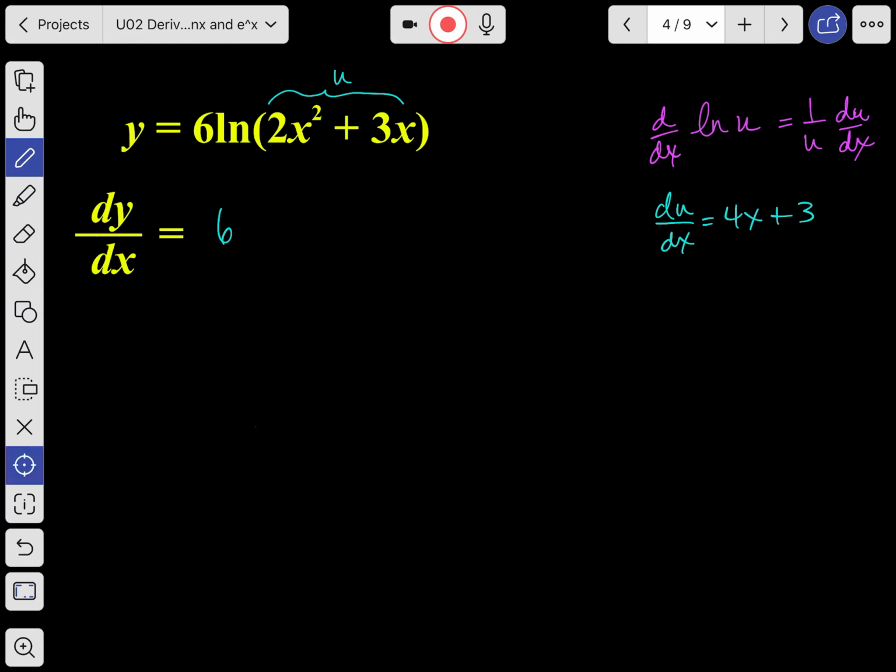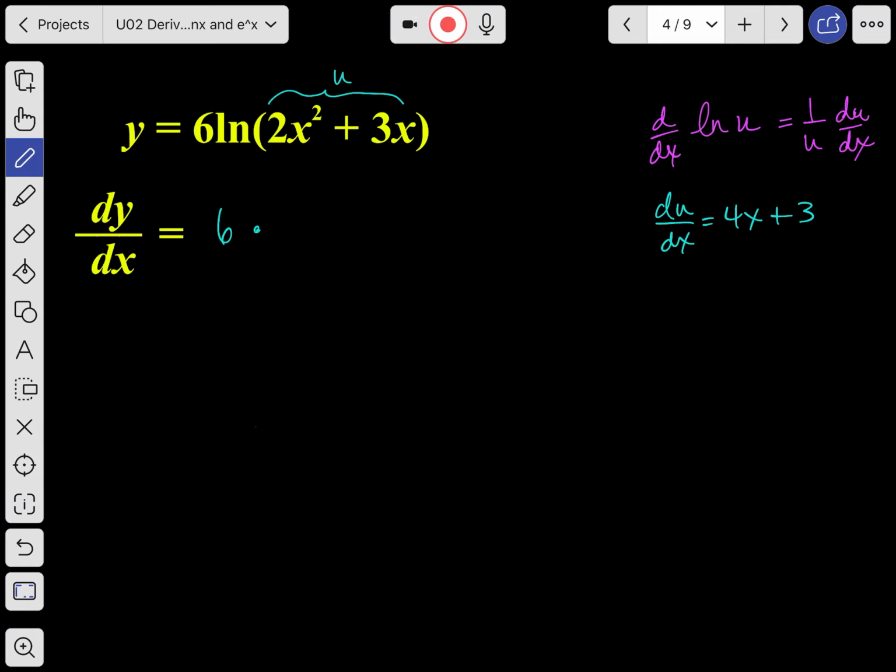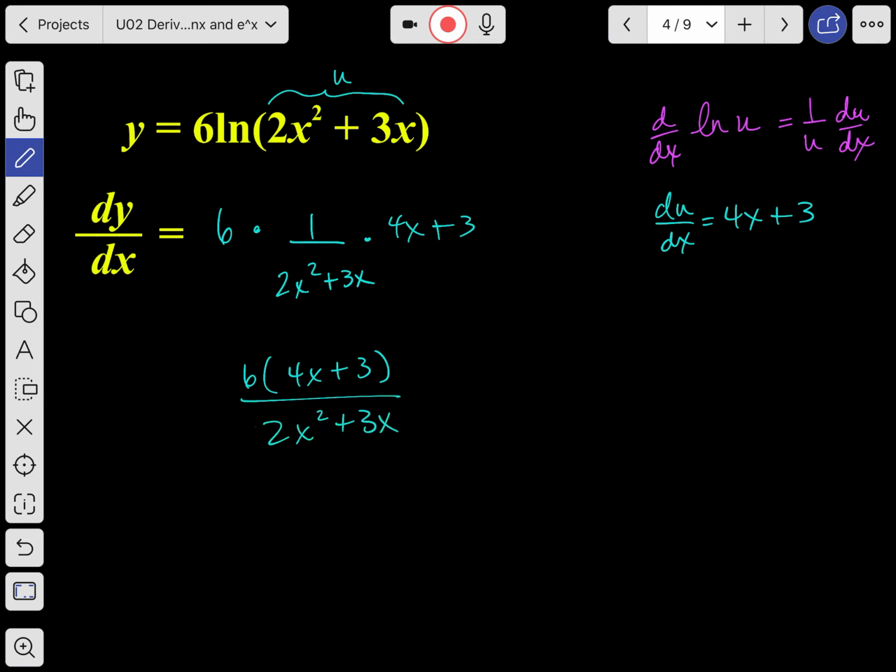Du dx is the derivative of that, and so that would just be 4x plus 3. So if I'm using my formula for the natural log of u, it's 1 over the u times the derivative of u. So I'm going to write times 1 over the u times the derivative of u. Now I can go ahead and combine those in the numerator, and I'd be perfectly happy with this answer. If you want to distribute, that's fine.